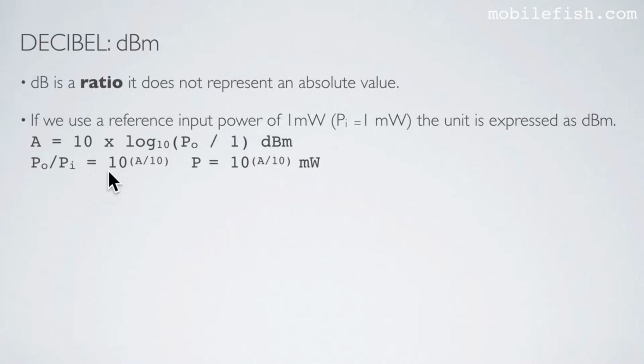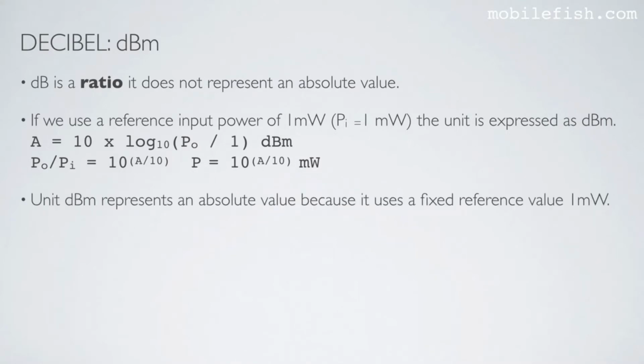And this is the equation to convert the decibel value into a power ratio. And if the input power is 1 milliwatt, the equation can be rewritten like this. The unit dBm represents an absolute value because it uses a fixed reference value of 1 milliwatt. The unit dB is a ratio. The unit dBm is an absolute value.